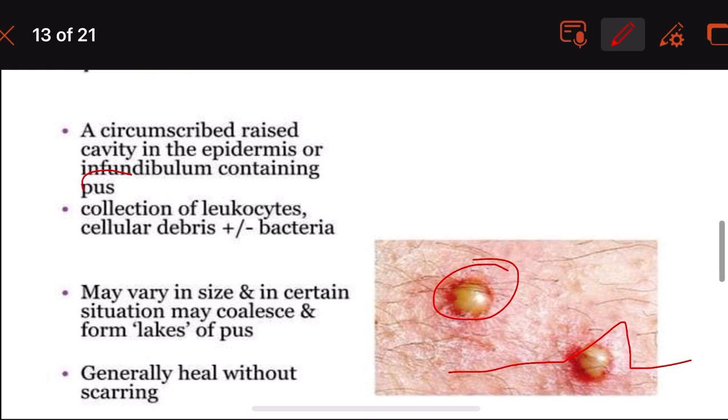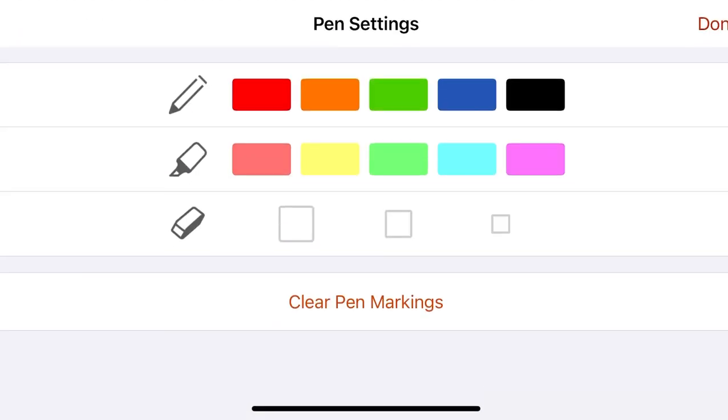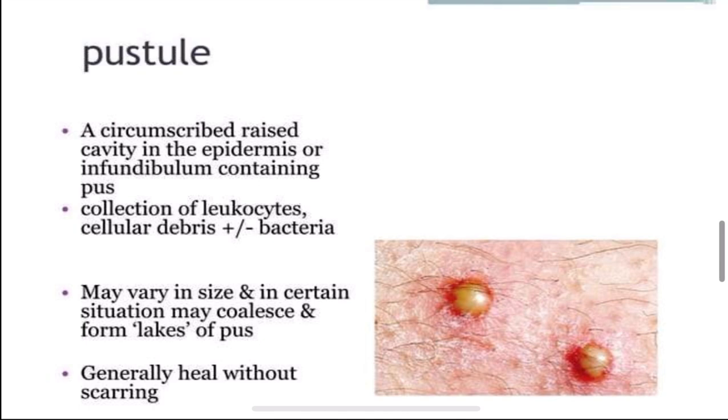It contains pus, a collection of leukocytes and cellular debris, and there may or may not be bacteria in it. It will vary in size. In certain situations, it can also coalesce, and once it coalesces, it will form lakes of pus. Generally, it will heal without scarring. Usually, these lesions will heal without scarring.